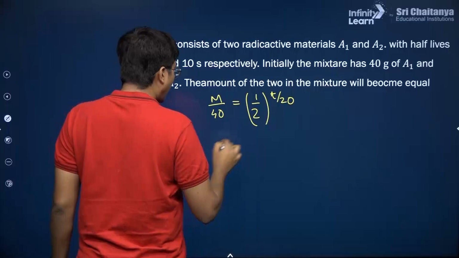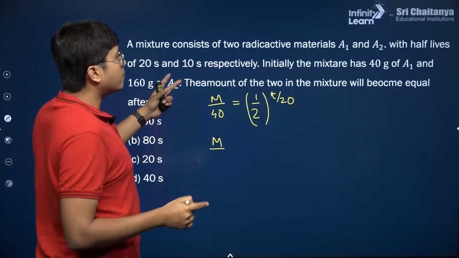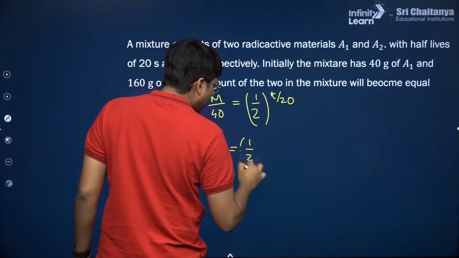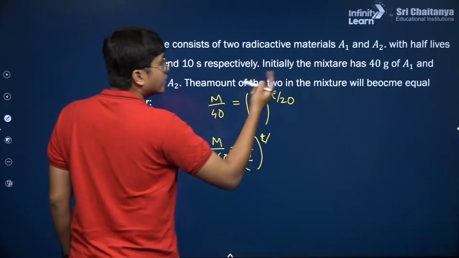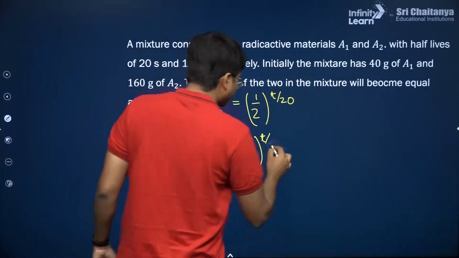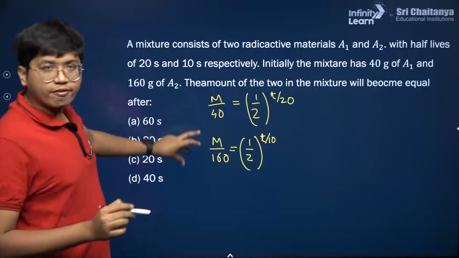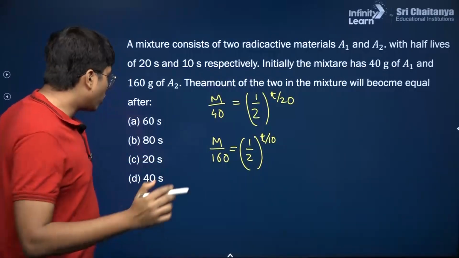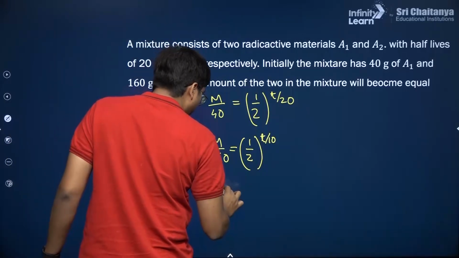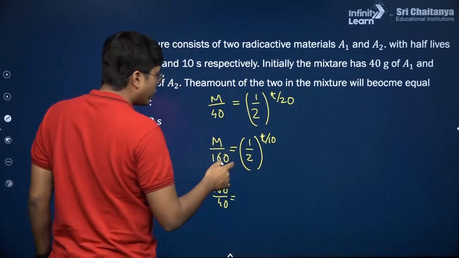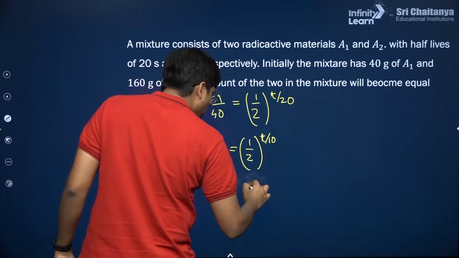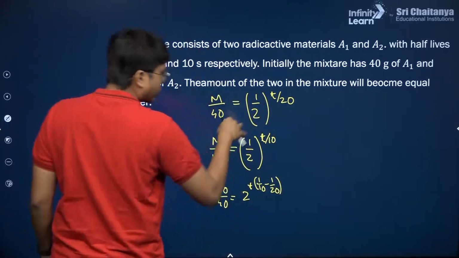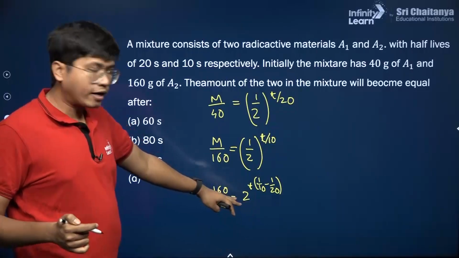And in the second case, you have m divided by the original mass of A2, which is 160 gram. M by 160 is equal to half to the power t by 10, because the half-life is 10 seconds for A2. Now we can just divide both of them. You can divide this equation by this equation because that will cancel out your m's, and your final equation would be 160 by 40, and that would be equal to 2 to the power t into 1 by 10 minus 1 by 20. Just divide them and you'll see that this is what you're eventually going to arrive at.